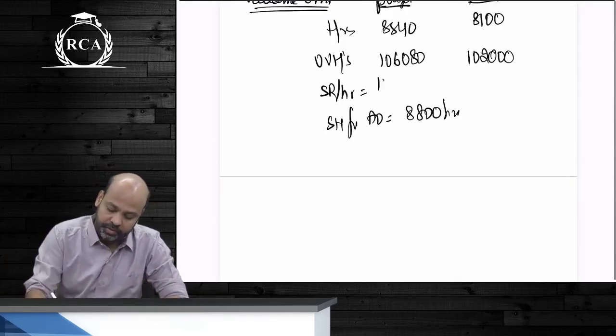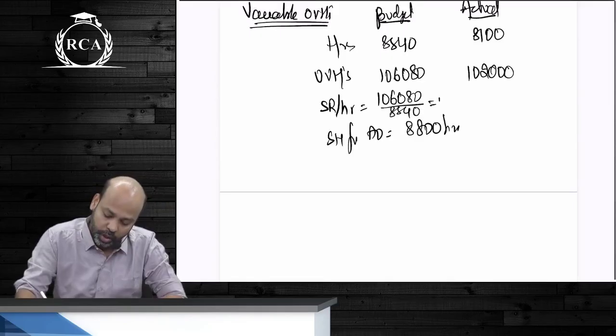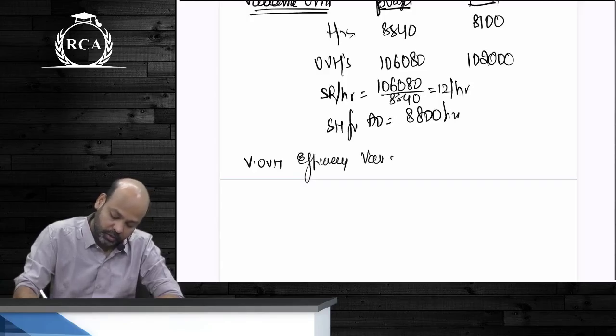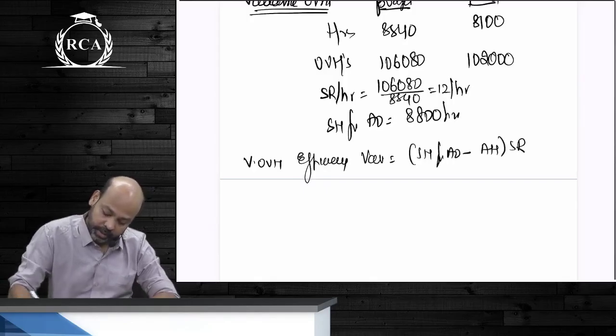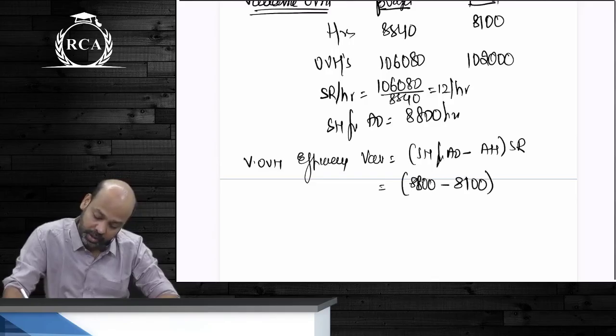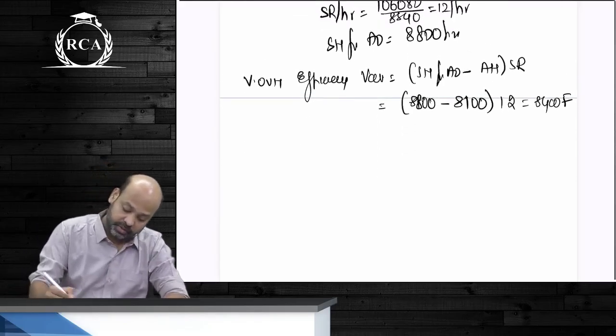Standard rate per hour, beta, for variable overheads will be 1,06,080 divided by 8,840. How much is that? 12 rupees per hour. Variable overhead efficiency variance will be equal to, you have all the values here, standard hours for actual output minus actual hours multiplied by standard rate. So 8,800 minus 8,100 multiplied by 12 rupees. That will be 8,400. This will be variable overhead efficiency variance. Did you all get this?